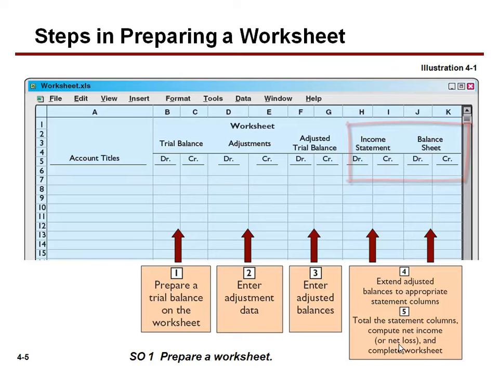We simply have to know which accounts belong in the income statement, that is, all revenue accounts, earned revenue accounts, and all expense accounts. And the balance sheet columns contain all the rest of the balances in our ledger. That is, individual asset accounts, individual liability accounts, owner's capital account, and any drawing account of the owner.